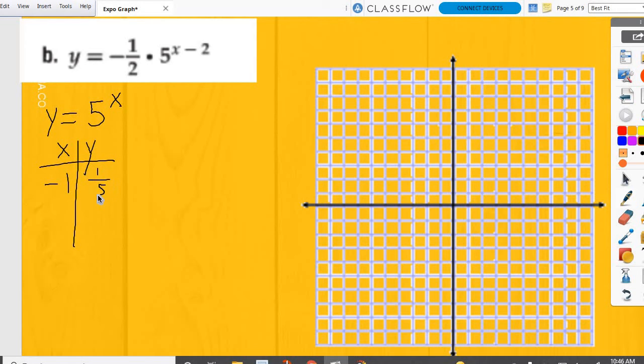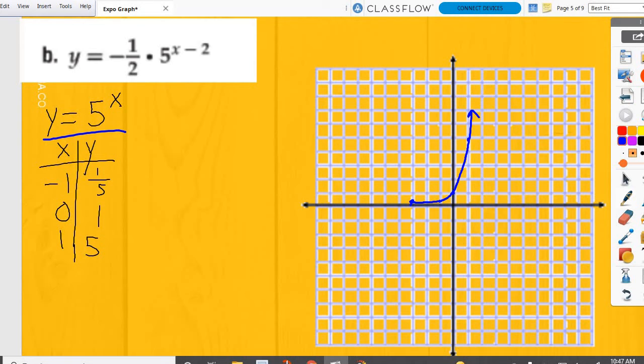So if I plug in -1, what do we get out? 1/5, because it would make it into a fraction. If I plug in 0, what would I get? 1. And if I plug in 1, 5. So I'm going to plot those points. So that's what our graph would look like. And that's my parent function, yes?